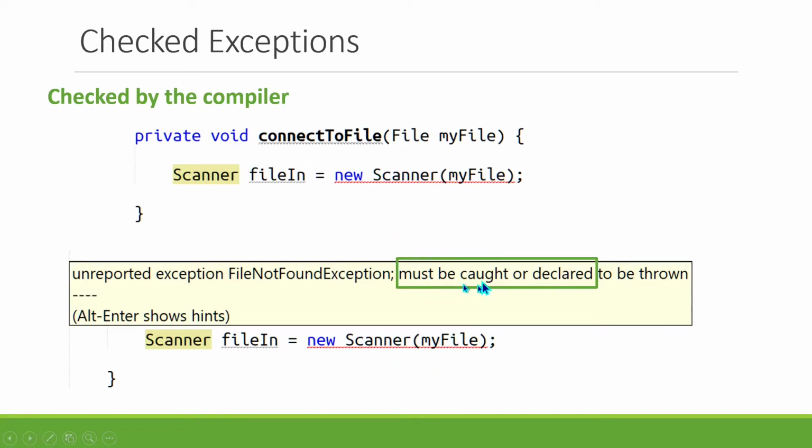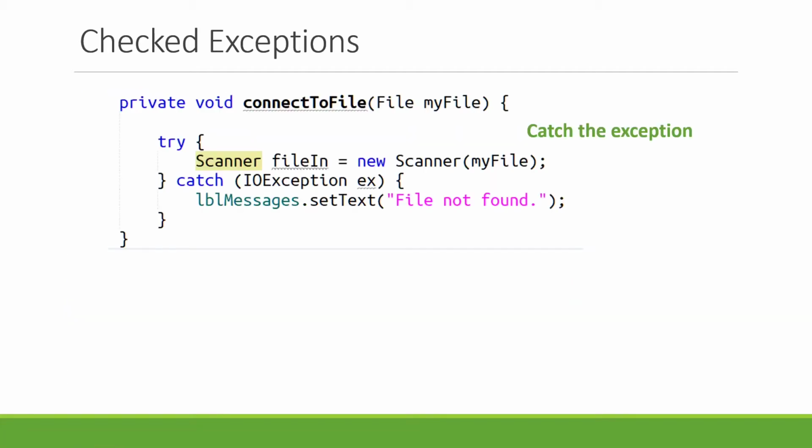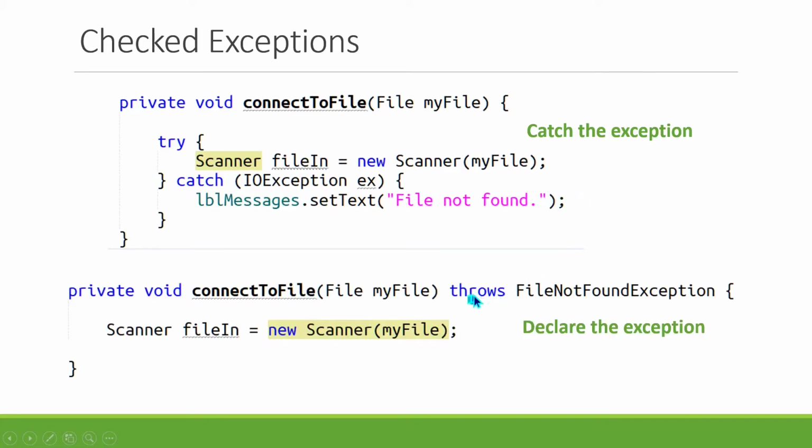It's saying you must either catch this, i.e. use a try catch block, or you must declare it, i.e. use a throws in the method header. So two possible solutions. I can catch the exception. So I can enclose the statement that might throw the exception in a try block and then add a catch block to deal with it. Alternatively, I could add the throws clause to my method.